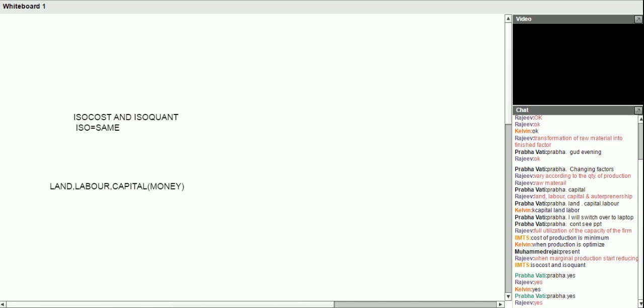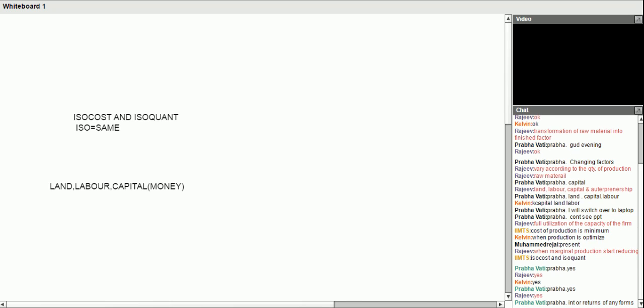Okay, then for capital, what is the cost for capital? Can you tell me? Suppose a producer is short of money, he is not able to meet all his requirements out of his own resources, then he might just borrow money from the market. Yes. So he might have to pay interest on that money. Okay. So that interest will be the cost of the capital for the manufacturer.